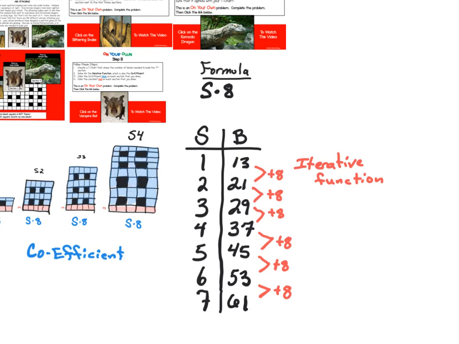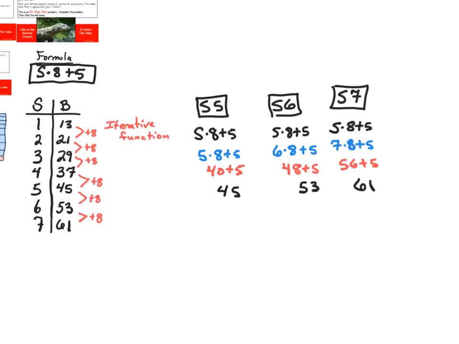And then what you need to do is add your constant in, which never changes. So the constant is the plus 5. And that is your formula for this growth pattern right here. So S times 8 plus 5. Now, in order to know that this formula will work forever and ever and always, you need to test it at least 3 times. So we're going to test it against section 5, section 6, and section 7. Let's do that right now, my friends.